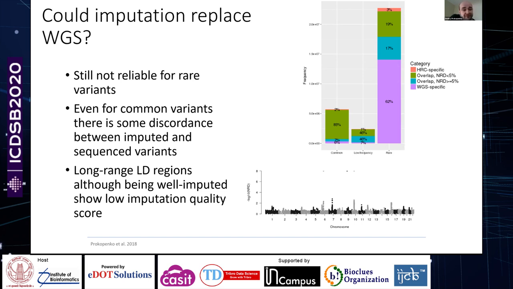Another interesting observation was that in long-range LD regions, those are regions where you have a very long correlation structure, although those regions are pretty well imputed for common variants, the imputation quality score for those variants turns out to be pretty low. So maybe some of those variants are actually filtered out during quality control.